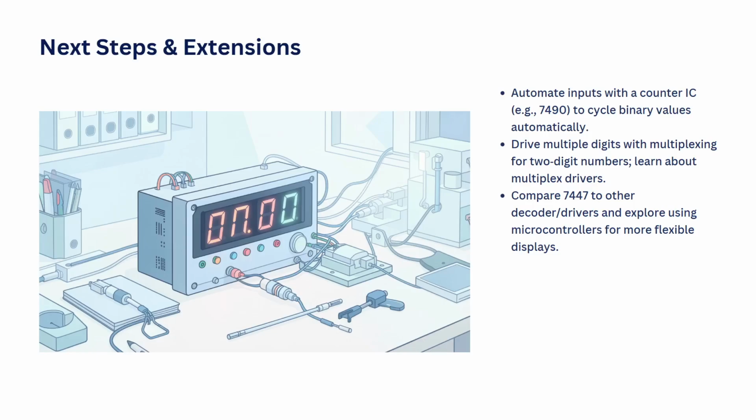Now, I will talk about the next steps for extension. First, automate inputs with a counter IC, for example, 7490, to cycle binary values automatically. Second, drive multiple digits with multiplexing for 2-digit numbers. Learn about multiplex drivers. Third, compare the 7447 to other decoders or drivers and explore using microcontrollers for more flexible display.